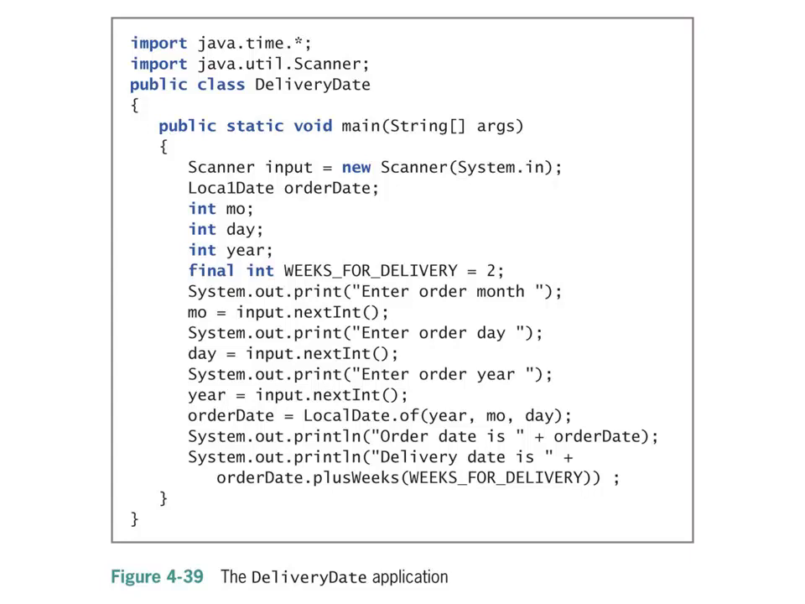There are methods that allow you to add and subtract time from an existing date. In this program, it prompts a user for a furniture order date and displays details about the delivery day, which is 2 weeks later. So here, orderDate.plusWeeks(WEEKS_FOR_DELIVERY). Weeks for delivery is a constant 2. So the plusWeeks method will add 2 weeks to the order day.